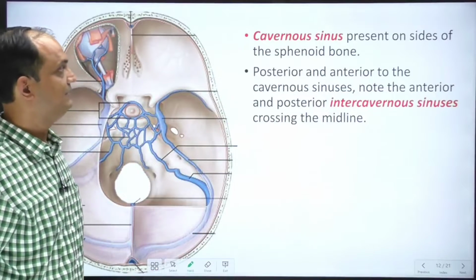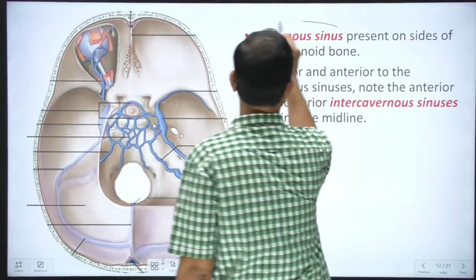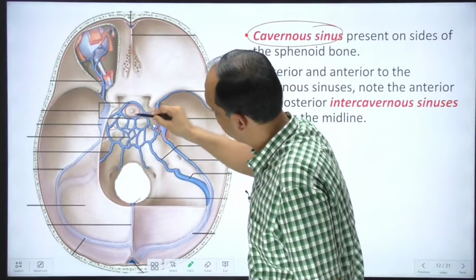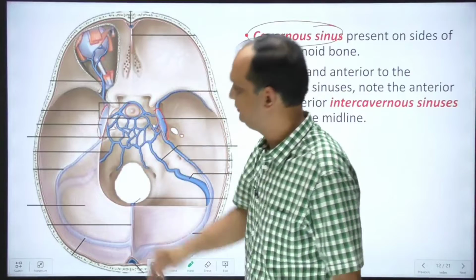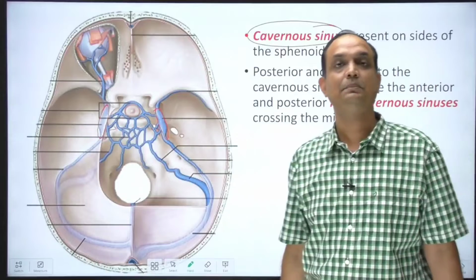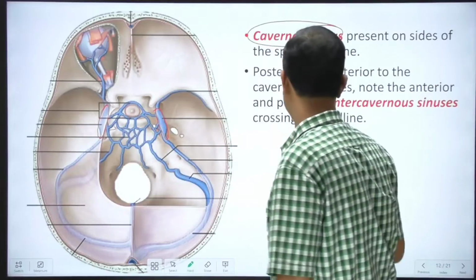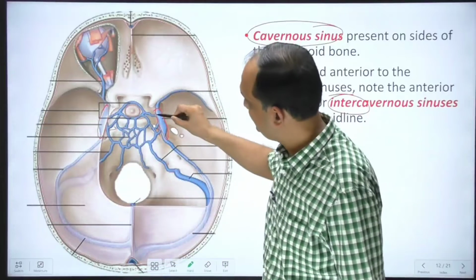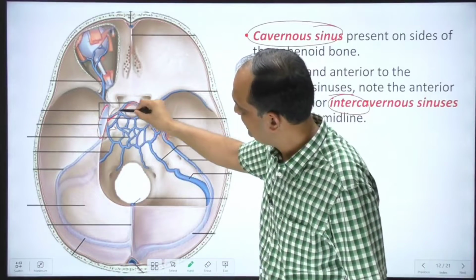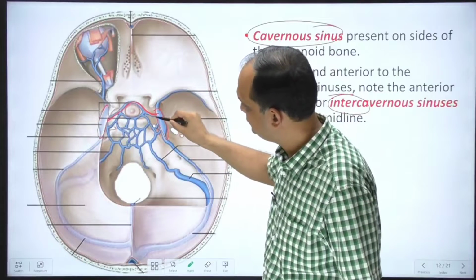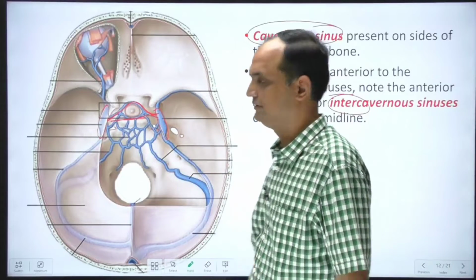Now where is the cavernous sinus? I just told you that cavernous sinus is a paired sinus, and this cavernous sinus is present on both the sides of the body of sphenoid, and these cavernous sinuses are connected by intercavernous sinus. There are two sinuses: one is known as anterior intercavernous sinus, one is known as posterior intercavernous sinus.